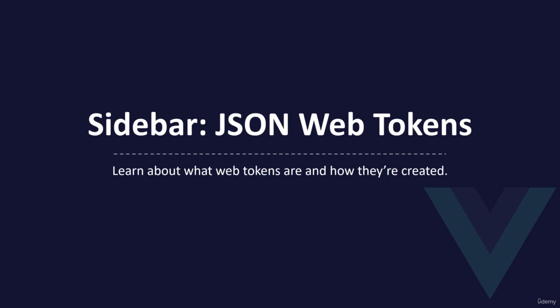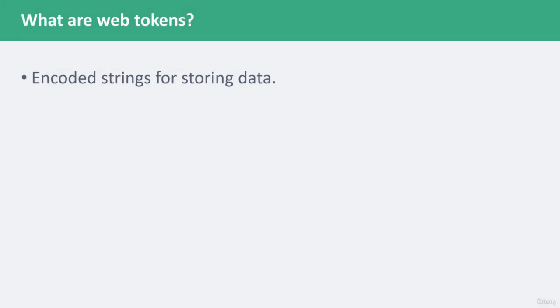In this lecture, we're going to explore what JSON web tokens are. We're finished with the authentication system for the application. One word I've brought up often is the word token. What are tokens? How do they work? These are the questions I want to answer in this lecture. Let's start with what web tokens are.